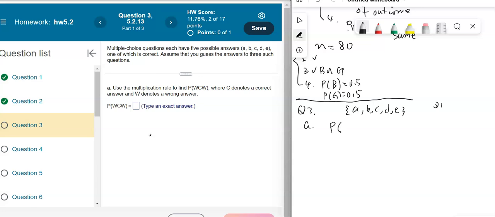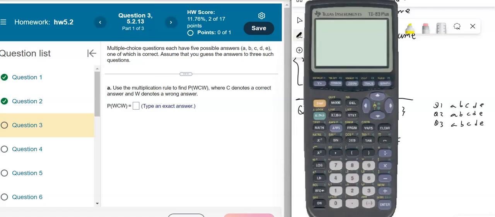You have 3 questions. Question 1, question 2, question 3. You have choices A, B, C, D, E for each, like this. So what is the probability that the first one is wrong, the second is correct, and the third one is wrong? By the multiplication rule, the first one wrong is 0.8 because only 1 choice is correct. Second one correct is answering correctly, 1 out of 5, and wrong is a greater chance than correct. So you multiply that.